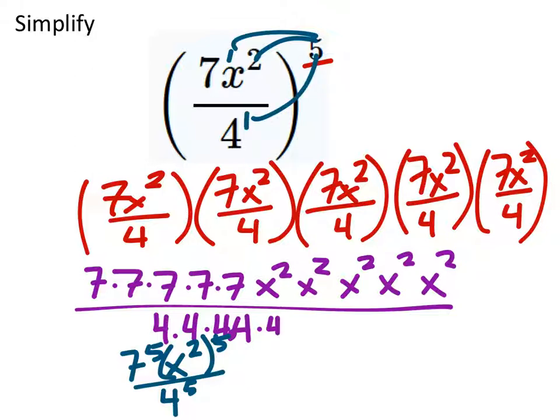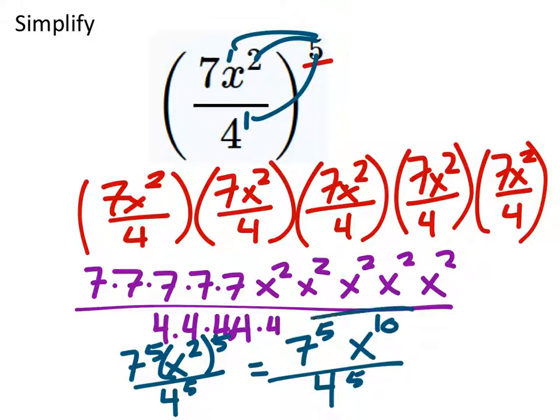We just need to remember that the 7 and the 4 had exponents of 1 in that case. And if we were to fully simplify this, I got 7 to the 5th. It's going to be a pretty big number over 4 to the 5th. And now that x squared, that's 2 times 5, which is 10. So I'm all right with that.